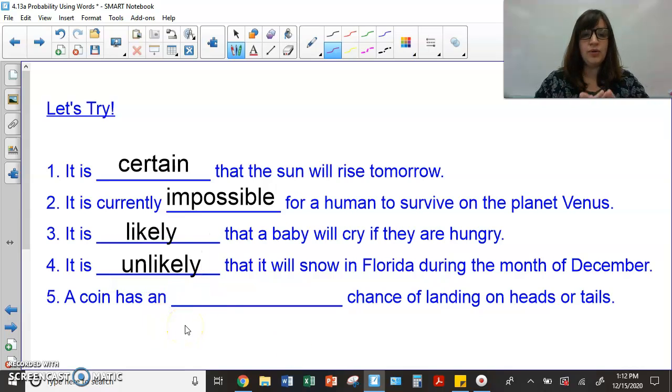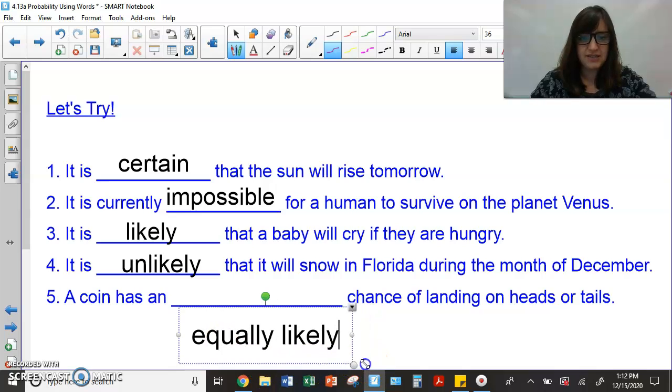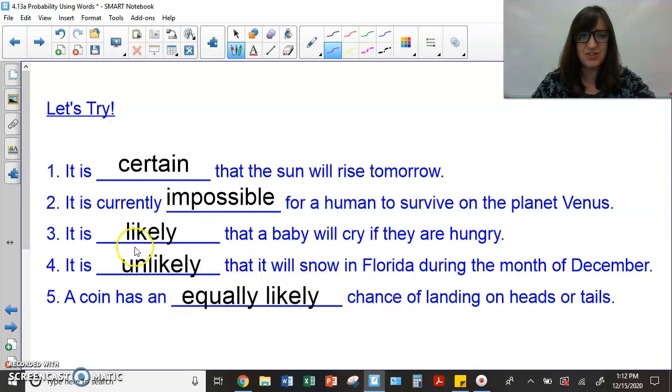All right. A coin has a blank chance of landing on heads or tails. When you look at a coin, one side is heads, one side is tails. There's an even amount, one heads, one tails. So when you flip a coin, a lot of times they do this in sports games or to make a decision, they do it because it's an equal chance of choosing one or the other. Okay, so it's a pretty fair way to pick. It's gonna land on one, but there's not one chance more than the other. So this is where we would use the word equally likely to describe the chance of a coin landing on heads or of it landing on tails. Okay, so these are some situations where we would use these words.